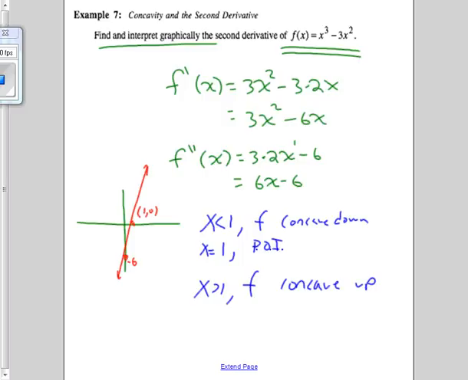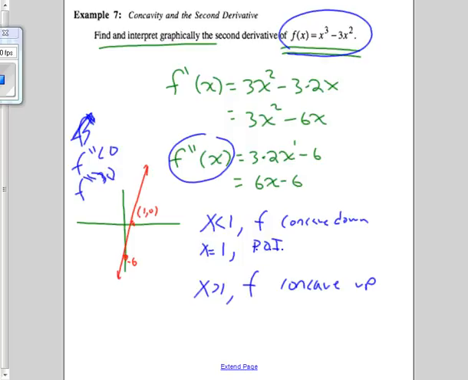So by taking the derivative and then the second derivative, I can very quickly and easily see some attributes of the function itself by looking at when my second derivative, when is f double prime less than 0, and when is it greater than 0. And by looking at those things, I can determine concavity of my original function.